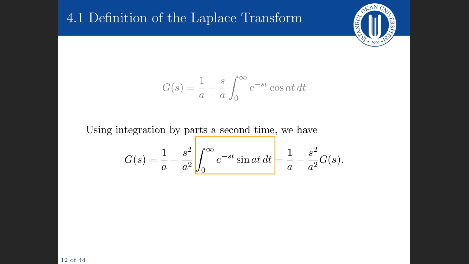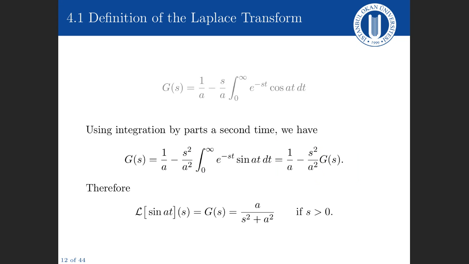But this should look familiar. This integral is exactly the integral we started with. This integral is capital G of s. So we have that capital G of s is equal to 1 over a minus s squared over a squared, times capital G of s. We can rearrange this equation to find that capital G of s is a divided by s squared plus a squared.